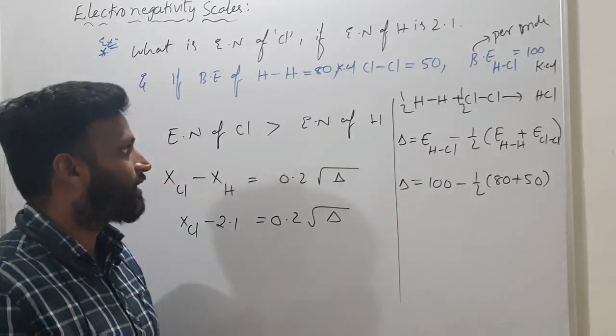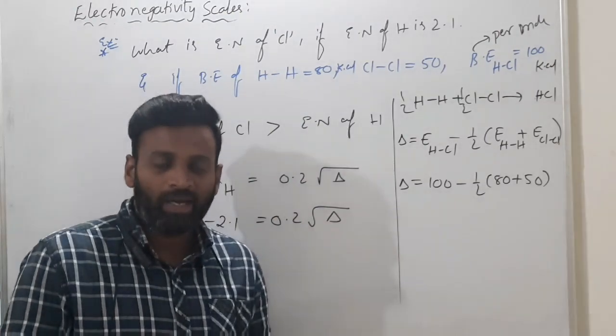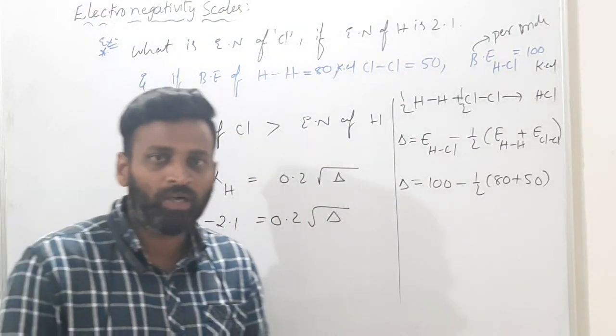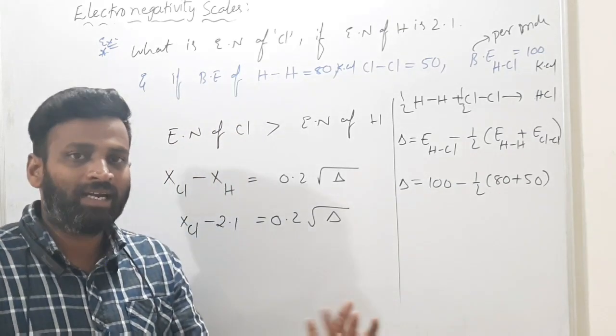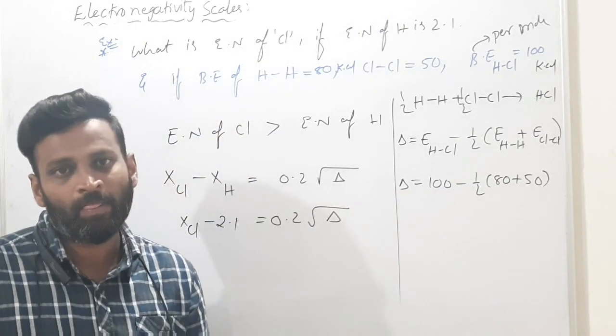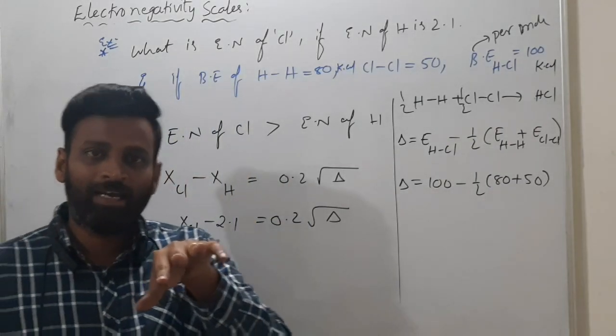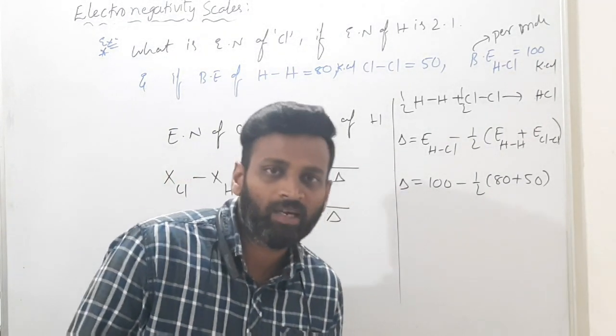Next we will discuss the Mulliken scale, and then how to find electronegativity; I will give you one trick. Then valency and oxidation states, and acidic character and basic character. Three topics we will have, and then we will enter into chemical bonding.